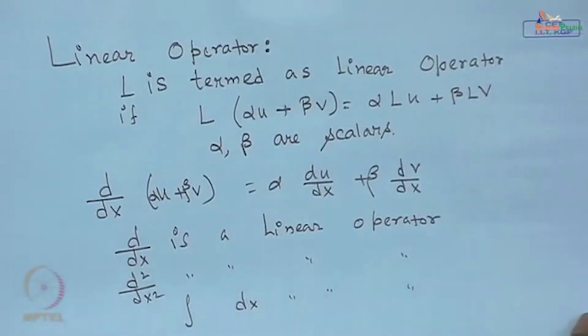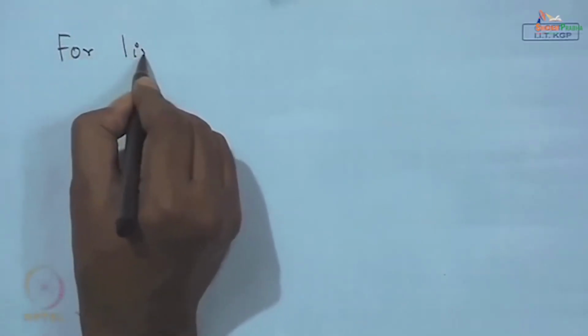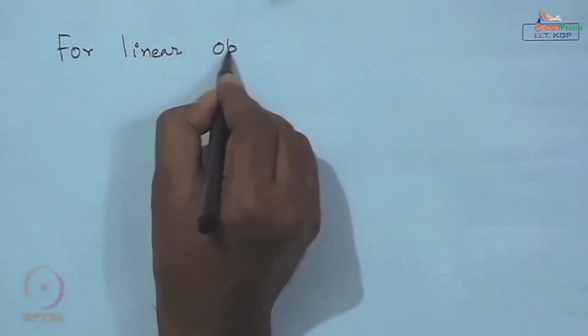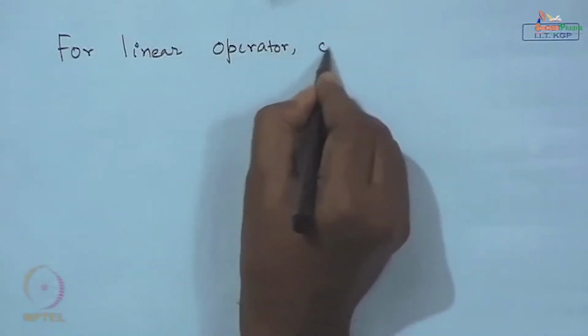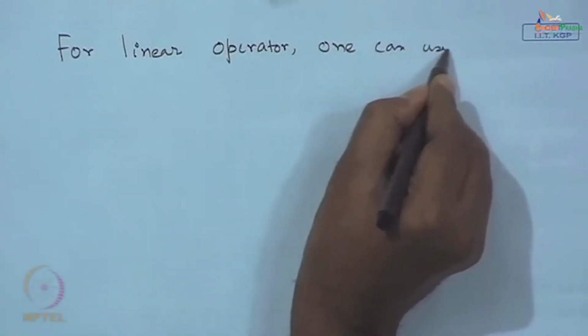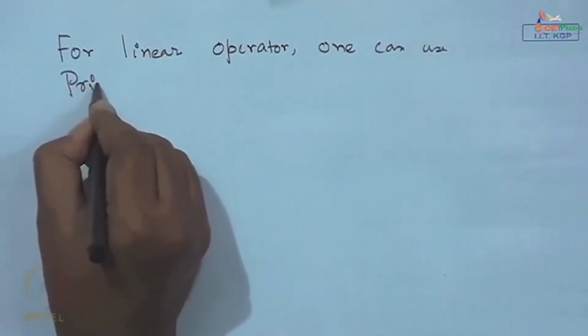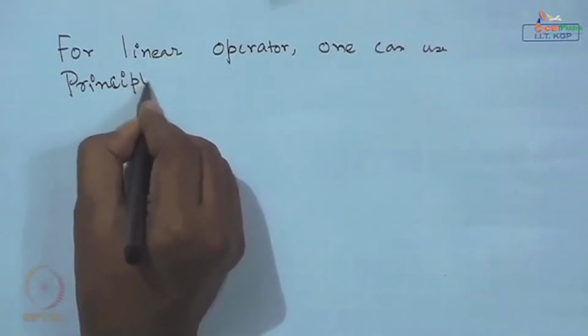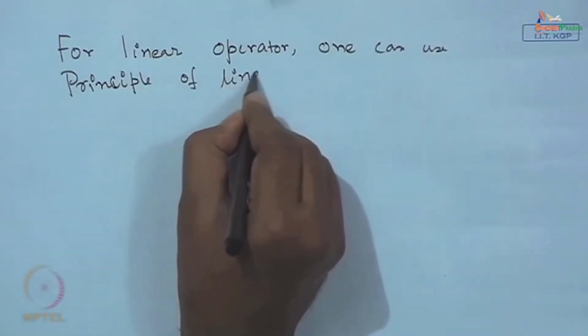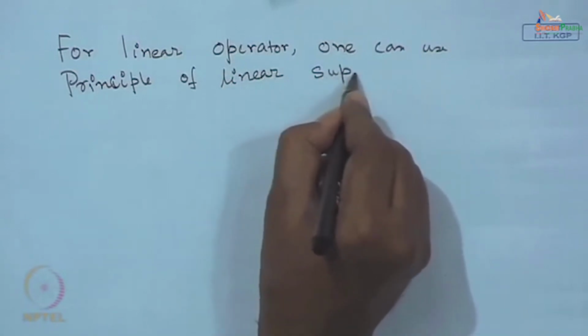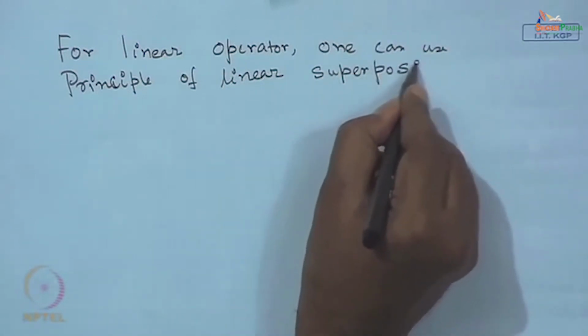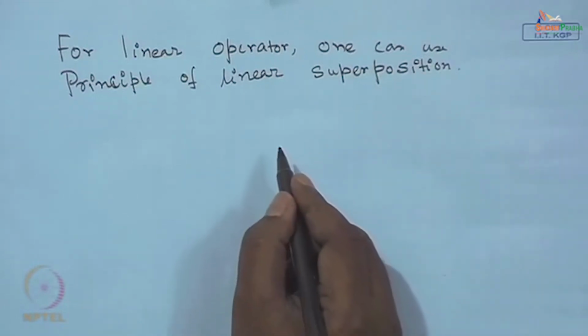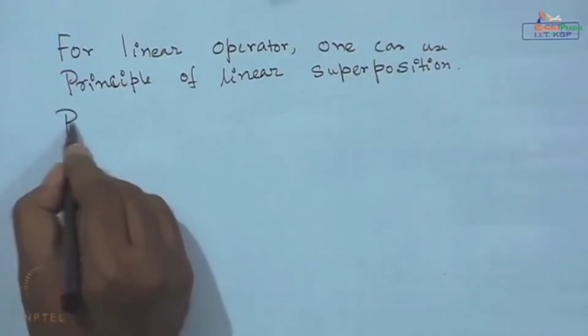Now, the idea is when we are having a linear operator, then we can use the principle of superposition. For a linear operator, one can use the principle of linear superposition. Now, let us look into the principle of linear superposition.